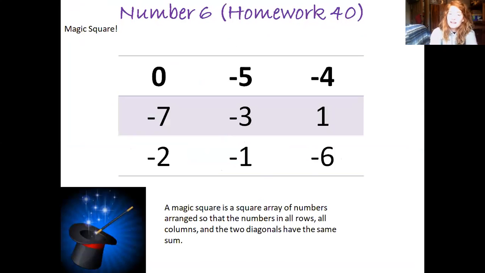Here's the magic square. A magic square is an array of numbers arranged so that the numbers in all rows and all columns and the 2 diagonals have the same sum. So for this, I had to do a little bit of research, but I figured out how to do it. You're wanting all columns, rows, and the 2 diagonals to be equal to the same sum.